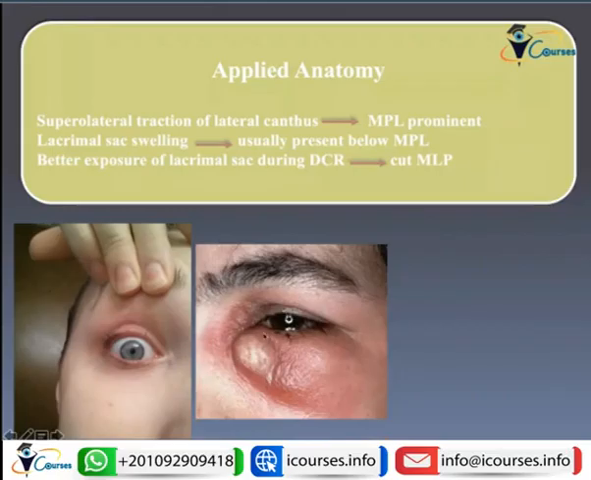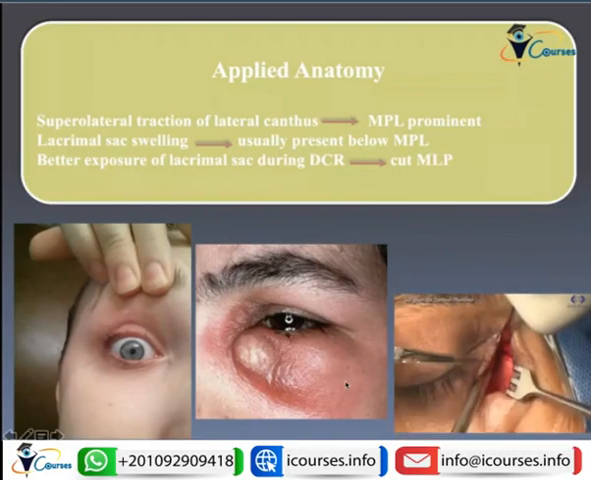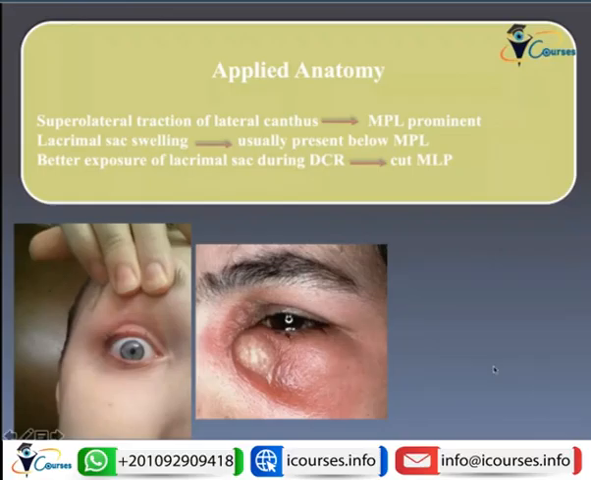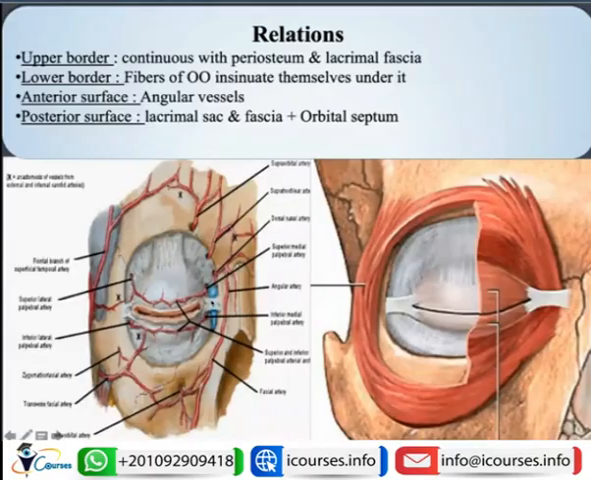And in case there is a lacrimal sac swelling, it will usually be below the medial palpebral ligament. So lacrimal sac swelling, such as acute dacryocystitis here, is usually present below the medial palpebral ligament. And if we are doing a DCR or dacryocystorhinostomy surgery, then we need to have good exposure of the lacrimal sac. So in order to have a good exposure of the lacrimal sac, we need to cut the medial palpebral ligament, because as we can see from the previous slide, it is crossing over the lacrimal sac.